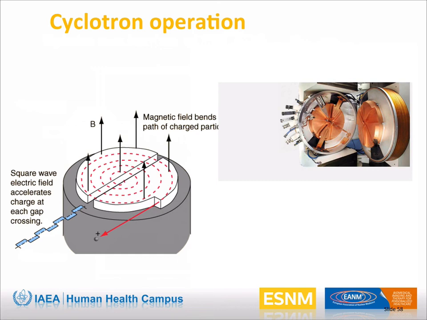After several hundreds of circles, the energy of the particle has reached a value of 17 to 18 mega electron volt. Finally, at the edge of the cyclotron, 2 electrons are stripped from the H- when it goes through a carbon foil. The left image displays a schematic view of the cyclotron. The right image is a photo of the inner part of the cyclotron.